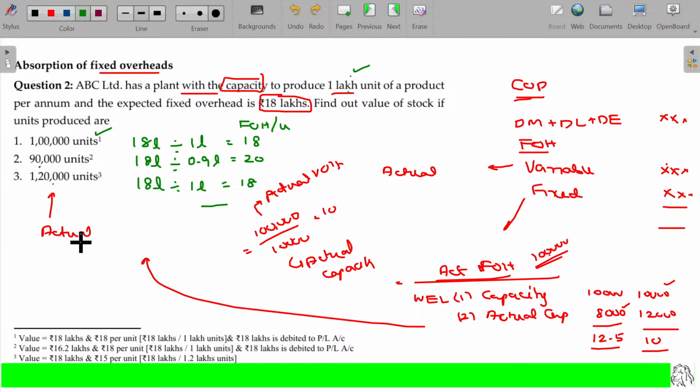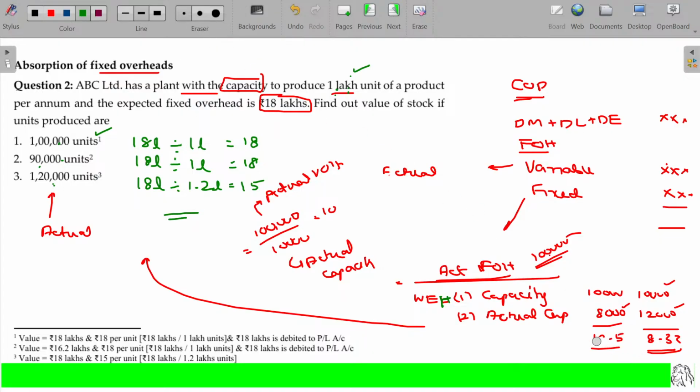I think I made a mistake. Whichever is higher will be taken. Sorry, whichever is higher. I stand corrected. Okay, please make a correction here. Whichever is higher. In this case, 1 lakh divided by 12,000. What is the value? 8.33. Am I right? So here, 18 lakhs, 1 lakh and 1 lakh, whichever is higher, 1 lakh, so 18 rupees. 1 lakh and 90, whichever is higher, 1 lakh, 18. 1 lakh and 1 lakh 20, whichever is higher, 1.2 lakhs, then the final answer is 15. I stand corrected.